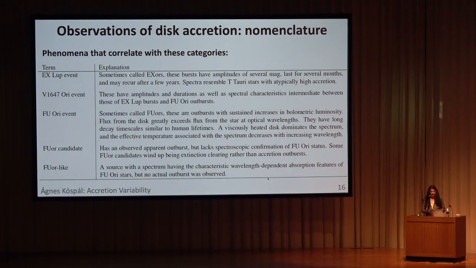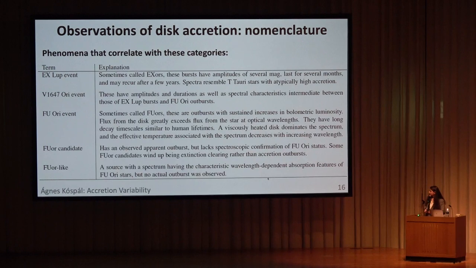EXor events, sometimes called EXors, have bursts that are a few or several magnitudes large. They last for several months. They are recurrent, and their spectra resemble abnormally actively accreting T Tauri stars. There are the V1647 Orionis events, which have amplitudes, durations and even spectral characteristics that are in between, or a mixture of, those of EXor and FUor events. FUor events, sometimes called FUors, have large outbursts with sustained increases in bolometric luminosity. Here we have the viscous accretion disk, which overwhelms anything else in the system, so they have spectra accordingly.